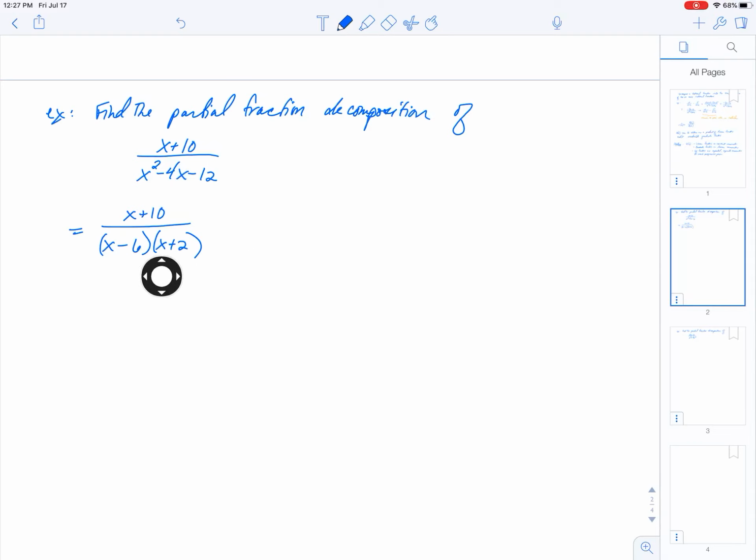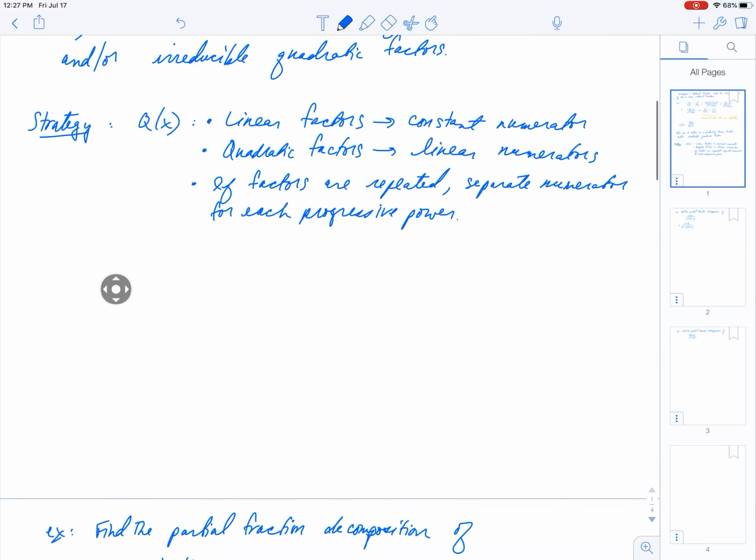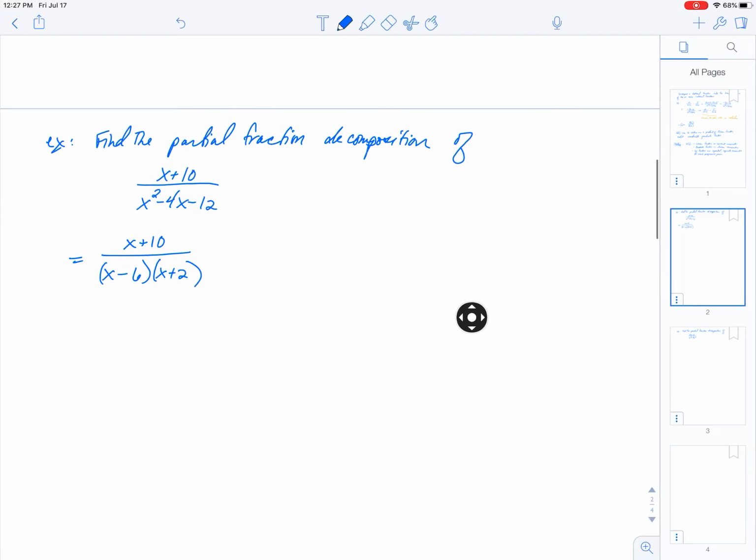My rule says when you have linear factors that are not repeated, I get an expression with a constant in the numerator. Let me go back up here. So whenever I have linear factors, I get a constant in the numerator. So here's what you do. You say, okay, a is some constant, divided by the first factor, x minus 6, and then x plus 2 is a linear factor as well, so I get some other constant, call it b, divided by x plus 2.